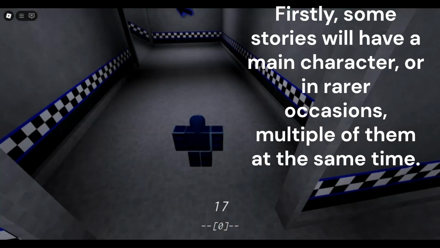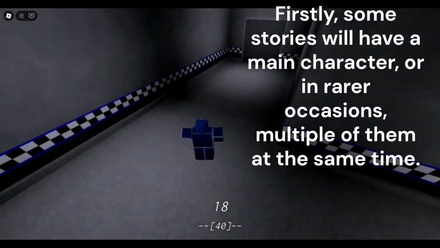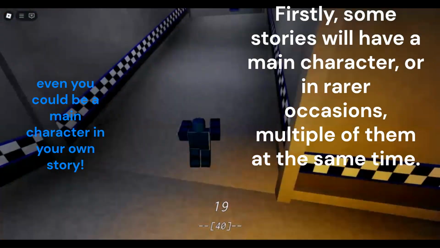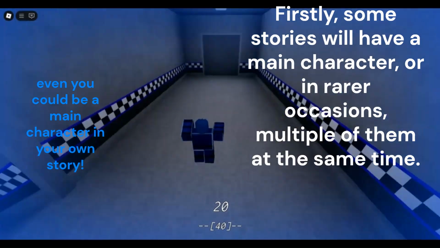Firstly, some stories will have a main character, or in rarer occasions, multiple of them at the same time. In fact, even you could be a main character in your own story. Even in real life, if you want to be a bit different, you will treat. You know who you are.